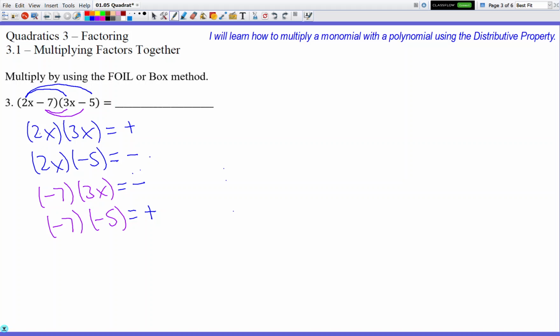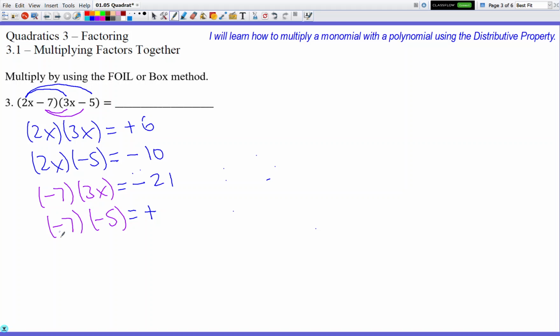So in the first problem, 2 and 3, that makes 6. In the second problem, 2 and 5. Notice how I didn't say 2 and negative 5. I didn't say negative 5 because I already know my answer is negative. So I'm going to say 2 and 5, and that makes 10. Okay, and now notice I'm not going to say negative 7 and 3. I'm going to say 7 and 3 because I don't care about the negative. My final answer is negative. I know that already. So I just look at 7 and 3. That's 21.